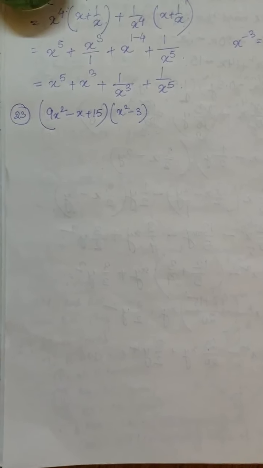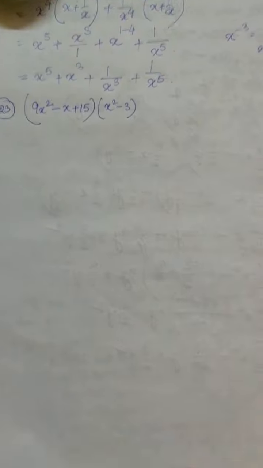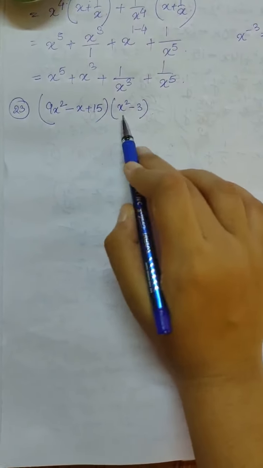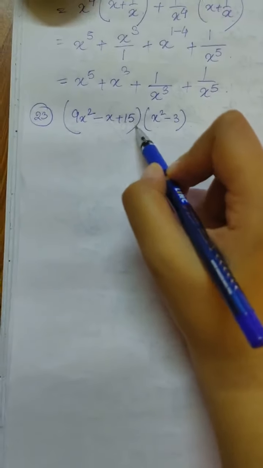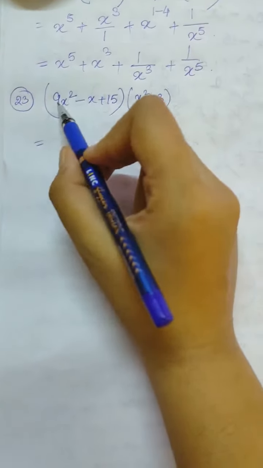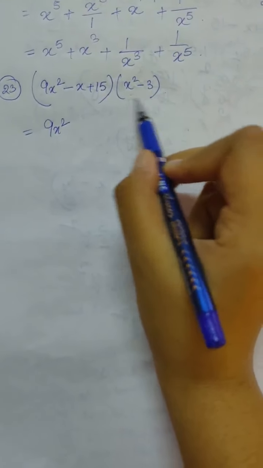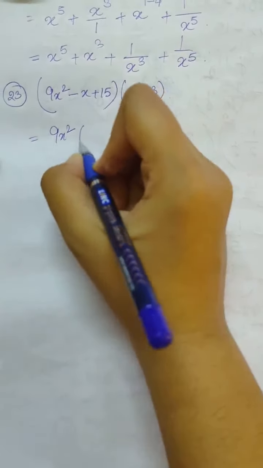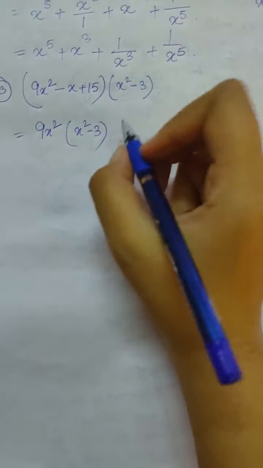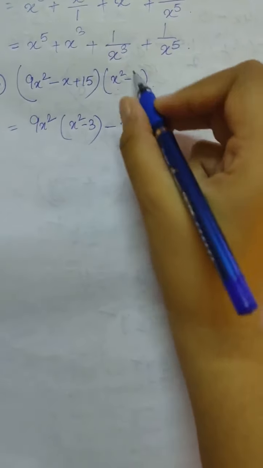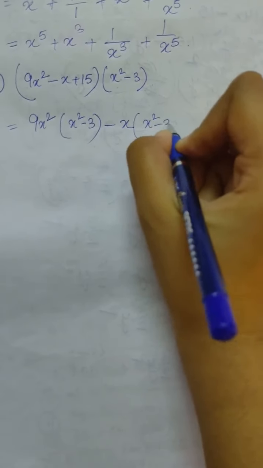Now next I have taken sum number 23. So these are the two terms here. Now see, here we have total 3 terms. So we have to break this into 3 expressions. So that means first there will be 9x square, and within bracket we will have it x square minus 3. So x square minus 3. Then next we have minus x. So minus x, and this x square minus 3 will be common.